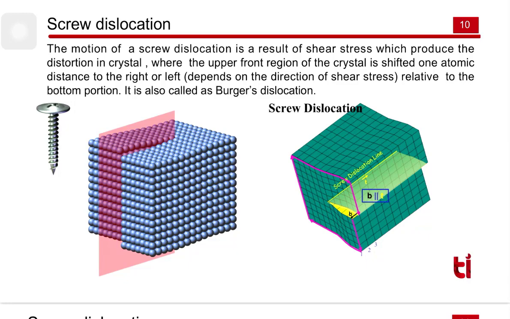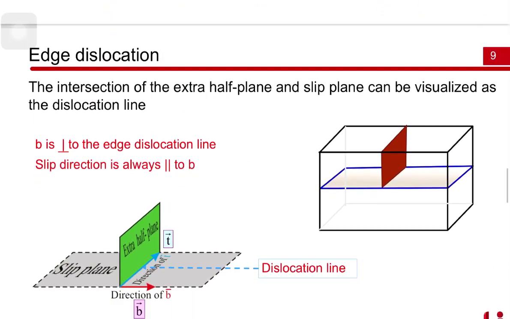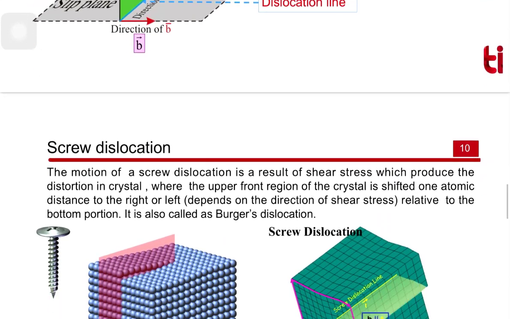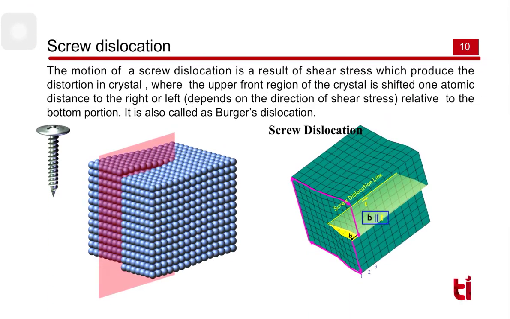Now if you see in the edge dislocation, here is the Burgers vector and here is the dislocation line, and the Burgers vector is basically perpendicular to the dislocation line, right? Here if you see, this is the Burgers vector, this is the dislocation line, and this Burgers vector is parallel to the dislocation line.